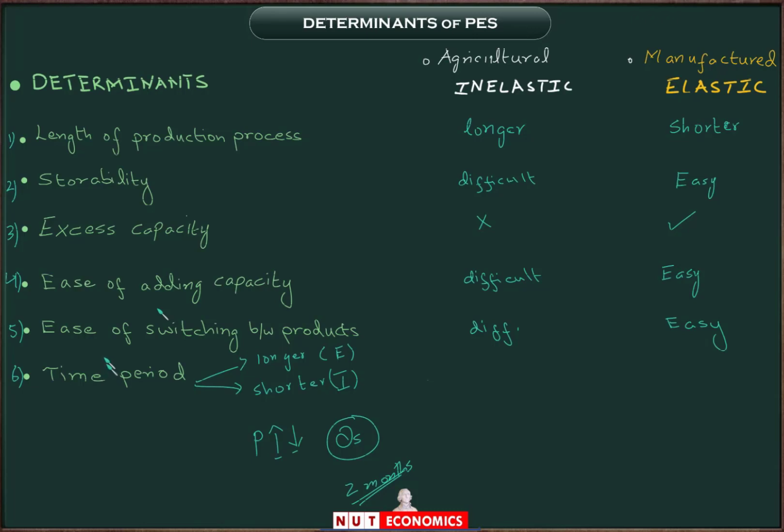So you can think of any product and you should be able to apply that, okay, if the production process is long, it will have an elastic supply. If it is difficult to store it, it will have an elastic supply, and so on. But specifically remember how you can apply these to explain in your essay questions why agricultural products have relatively inelastic supply and why manufactured products have more elastic supply.